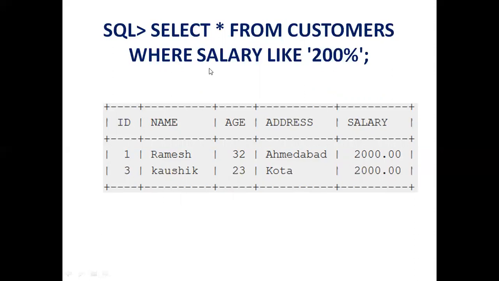Now, this is one of the queries. Select star from customers where salary like 200 percentage. That means all the customers whose salary starts with 200 are displayed. After 200, whatever the salary may be, you are not concerned with that.